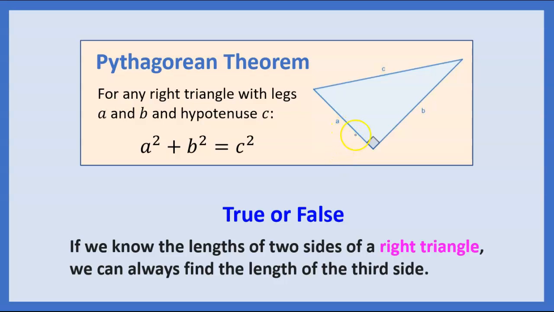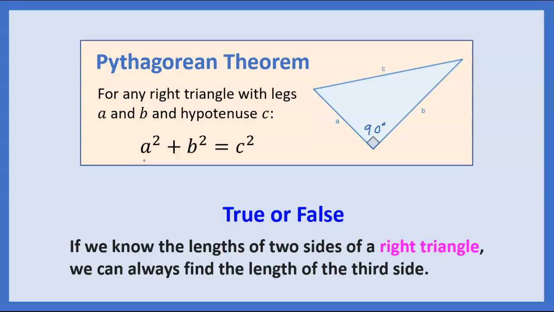Remember, a right triangle has 90 degrees as one of the angles. The legs are the sides that touch that 90 degrees. The hypotenuse is the side that's opposite the right angle, the side that doesn't touch it. And so we say for the lengths A and B and hypotenuse C, the legs A and B and hypotenuse C, then A squared plus B squared will always equal C squared. That's the Pythagorean theorem.